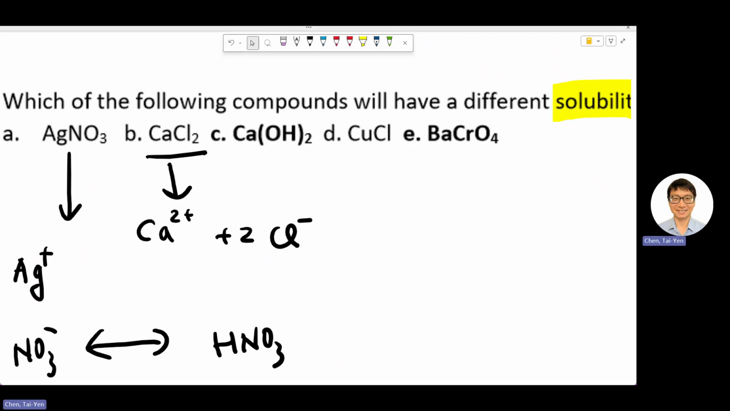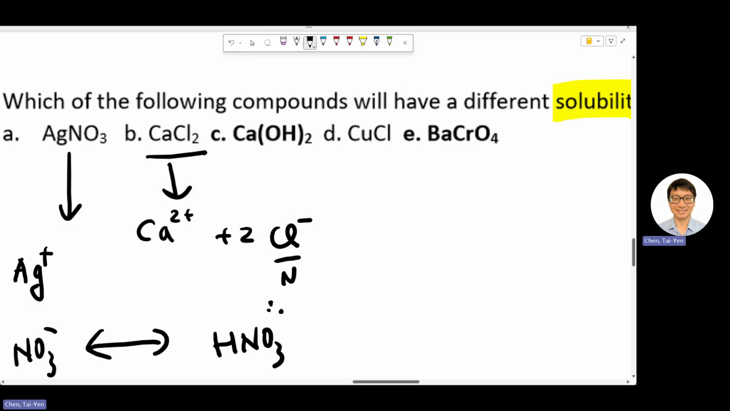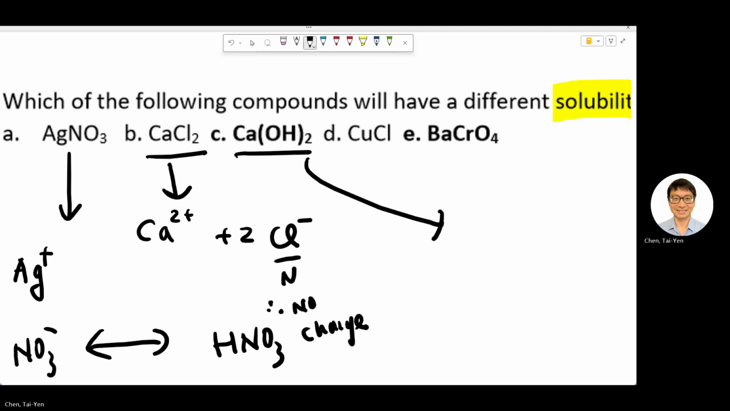So this guy, neutral. Therefore, no change. Okay, how about this? What are we going to write? Ca(OH)2. You know the Ca will become Ca2 plus. I hope by now everybody knows why I write Ca2 plus. And then 2 OH minus, right?